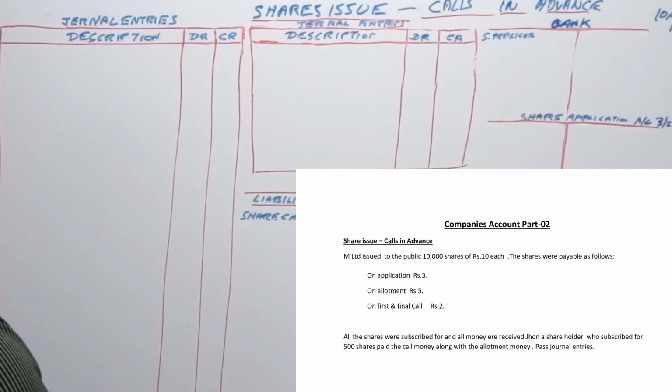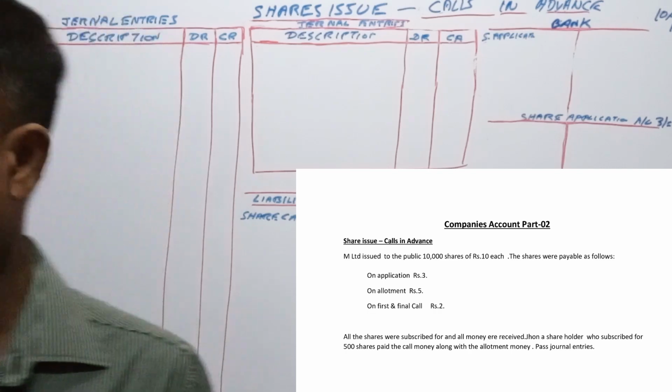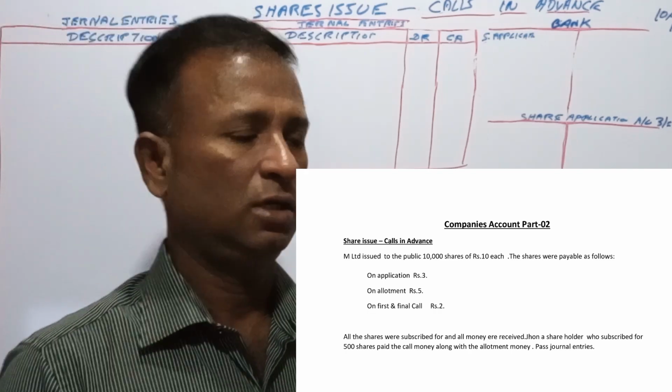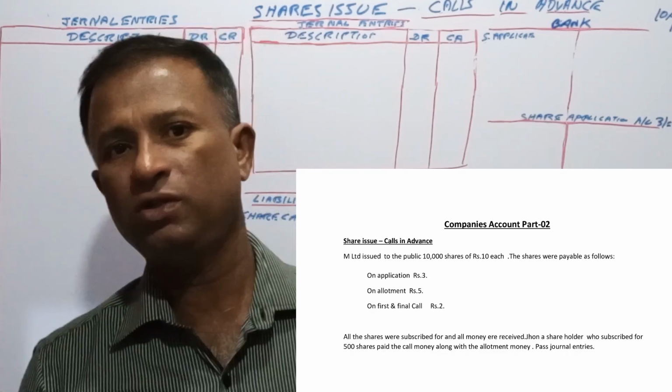John, a shareholder who subscribed for 500 shares, paid the call money along with the allotment money. So how much would he have paid? Call money means 1,000 rupees. He has paid 1,000 in advance along with the allotment. When we do the cash received on allotment, we can see that. So let's attempt the question.